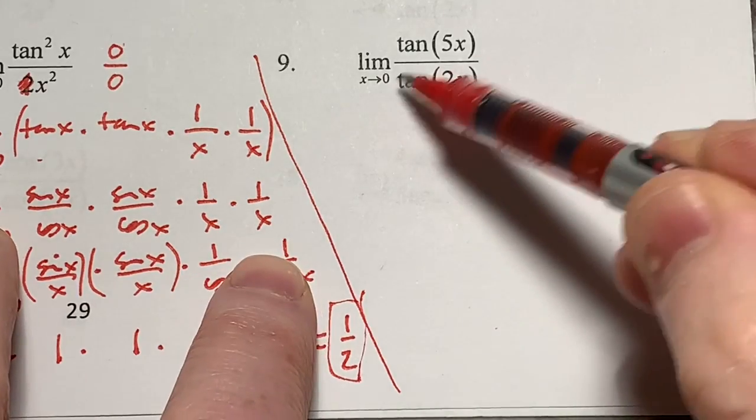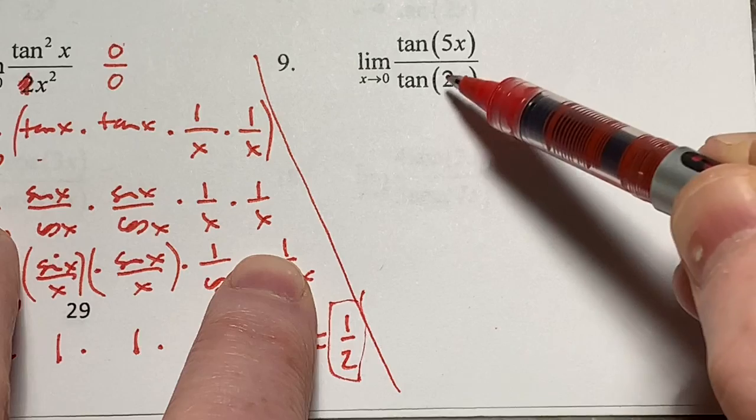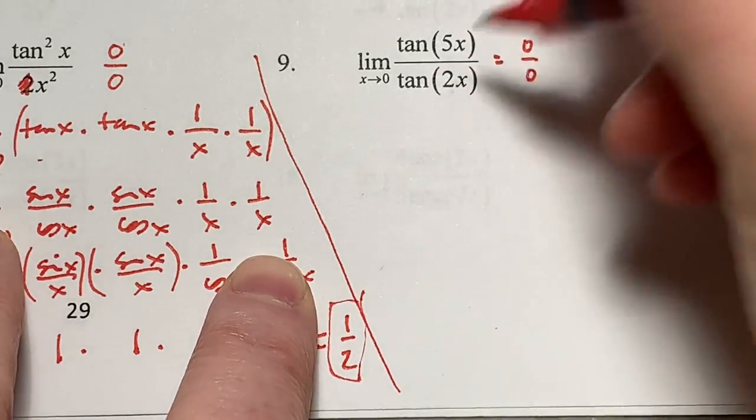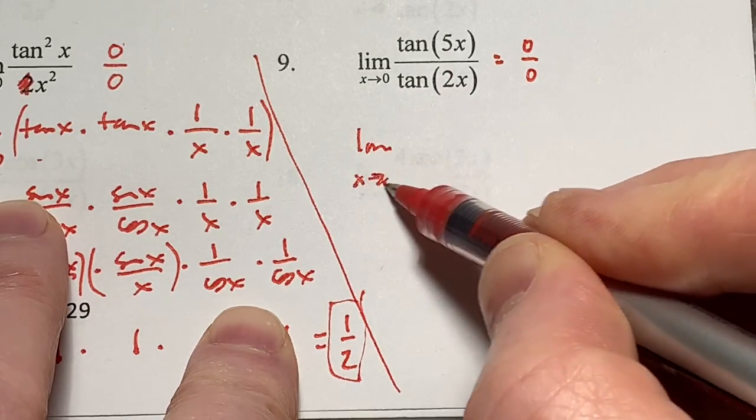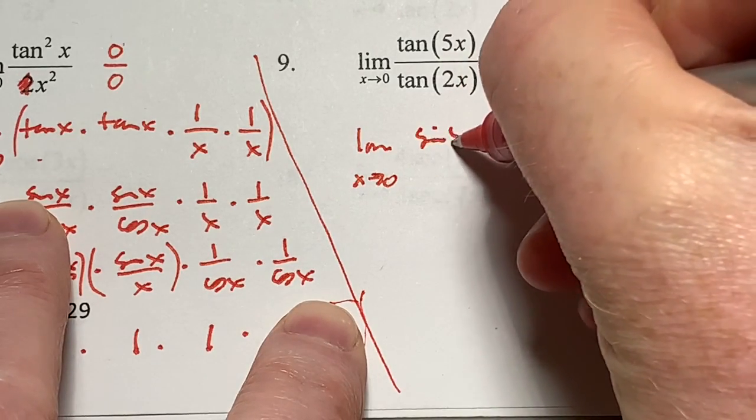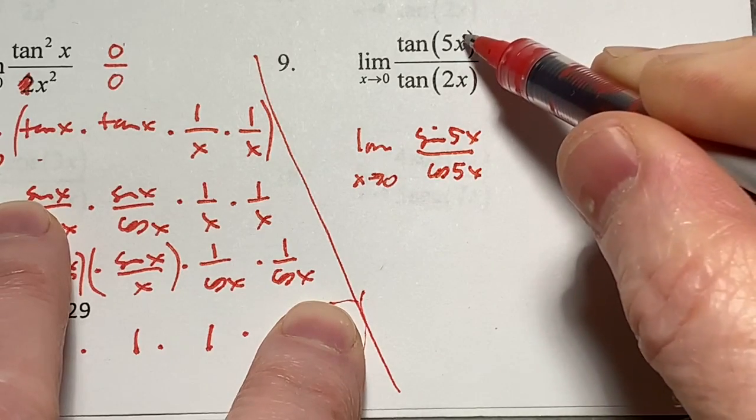So right here, if I plug a 0 over 0 in there, 0 times 5 is 0, tangent of 0 is 0, 0 times 2 is 0, tangent of 0 is 0. So again, because I get 0 over 0, I'm going to split this thing up. Now check it out. This limit right here, I'm going to take this tangent and change it to sine of 5x over cosine of 5x. That's the tangent on the top.